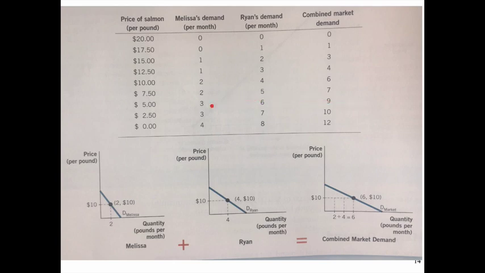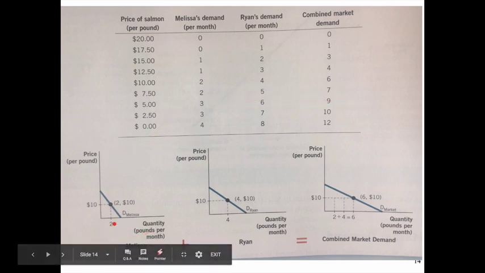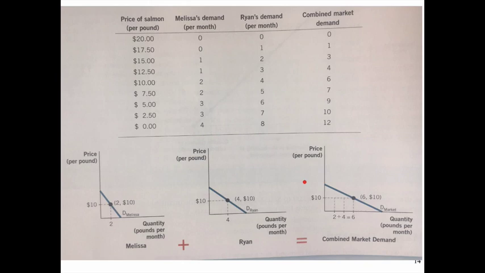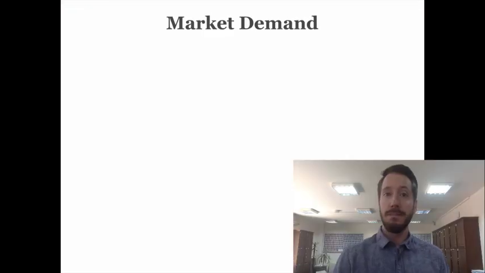So if we looked at the curve for this, here's Melissa's. Here's the price on the y-axis and the quantity she would demand on the x-axis. And here's the price for Ryan and the demand for Ryan. And if you combine both of them together, this is what the combined market demand would be. Simple. Okay. So that is what those particular things look like.